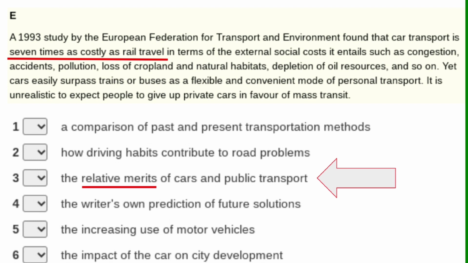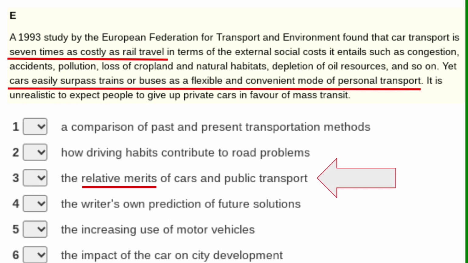external social costs, such as congestion, accidents, pollution, loss of cropland and natural habitats, depletion of oil resources, and so on. Yet cars easily surpass trains or buses as a flexible and convenient mode of personal transport. So here it's making another comparison and saying that cars are more convenient than public transport.